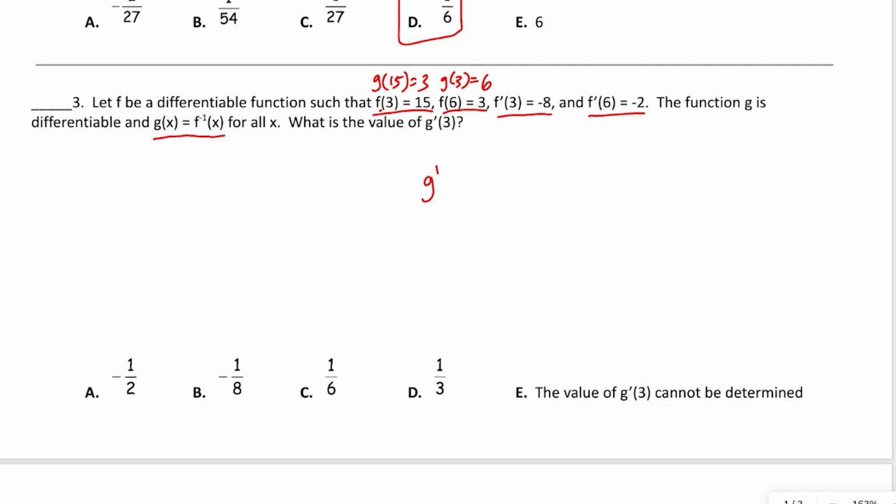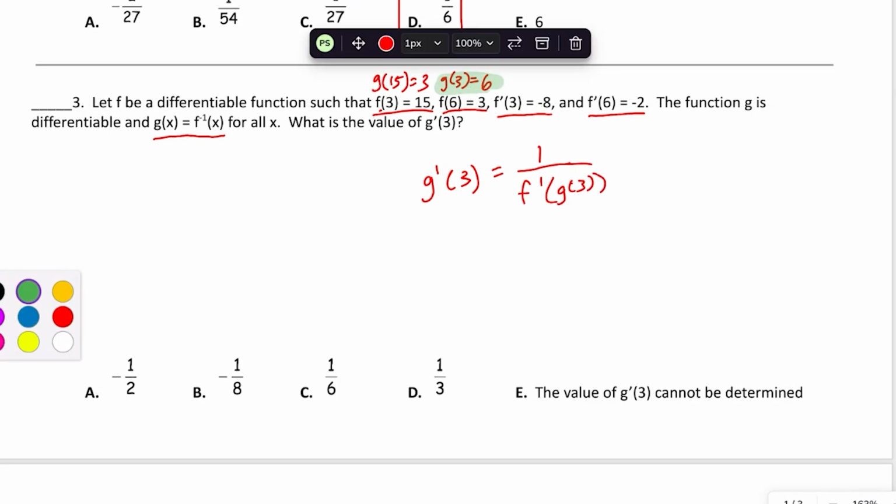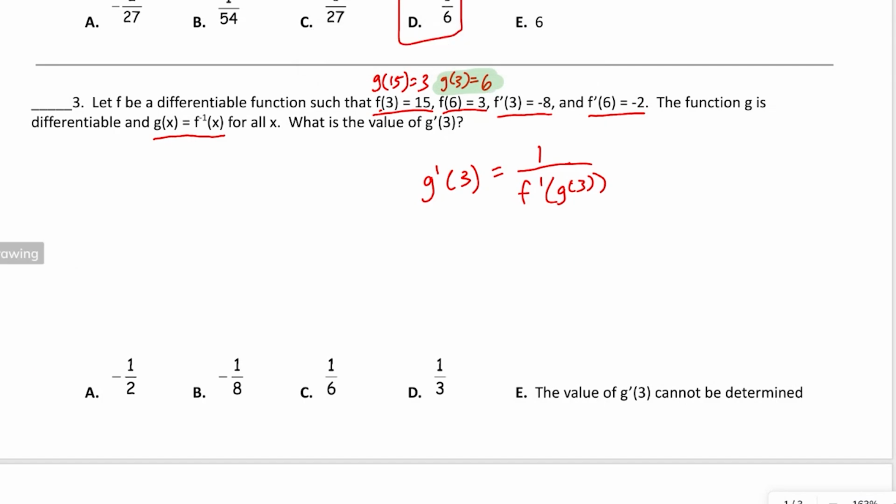So we want to find the derivative, or the instantaneous rate of change, of g, which is the inverse of f, at 3. So using our derivative rule here, it's 1 over f prime of g of 3. G of 3 can be evaluated with this piece of information. G of 3 is 6. So g prime of 3 is going to be 1 over f prime of 6. F prime of 6 is given right here.